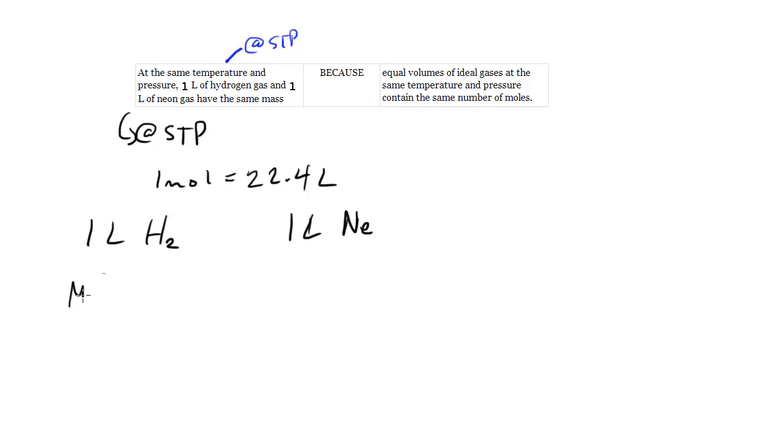And since the molar mass of H2 is about 2, and the molar mass of neon is about 20, if there's the same number of moles here, there's no way that this liter of hydrogen and this liter of neon will be the same mass, because neon is 10 times heavier. So this is going to be false, I'll write it up here in red, because there's no way that equal volumes are going to have the same masses when you're talking about two different gases.